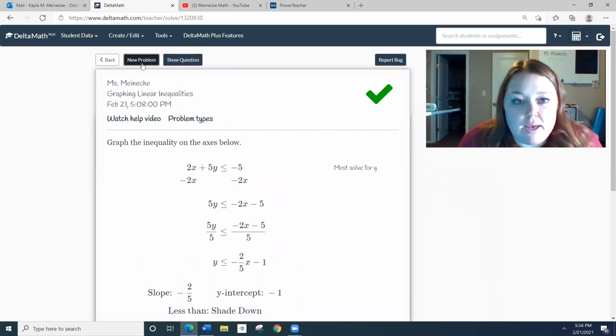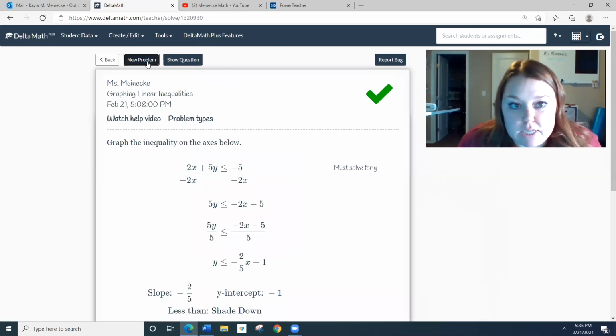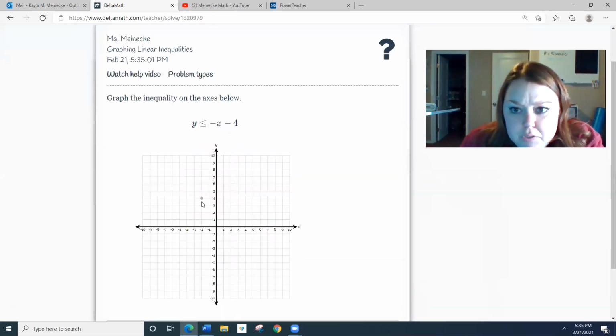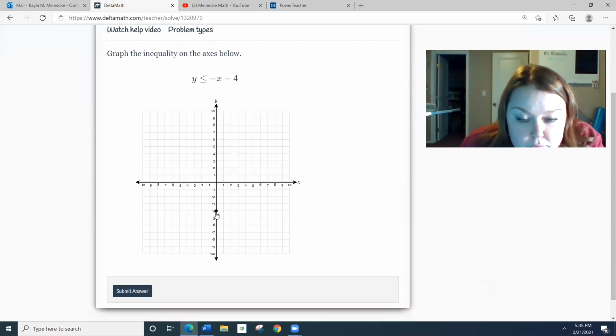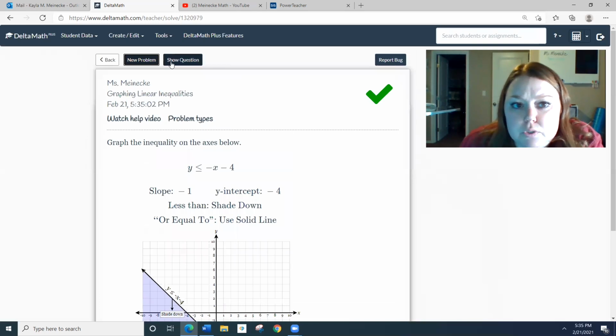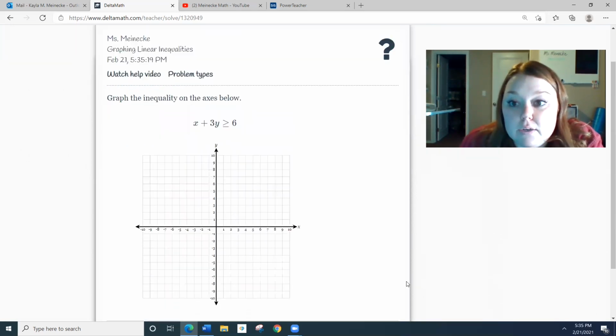Boom, check mark. If you get these wrong, you can always read through the explanation just to see where your error's at. Okay. And then if it gives you a problem that's already done for you, then cool, that's awesome. -4, slope is -1, down 1, right 1. This would be a solid line and we would be shading below. So some of them you won't have to do work off to the side. Okay, this one you would need to subtract x, divide everything by 3, and then go ahead and graph it. Okay, that's it. Have a wonderful day.